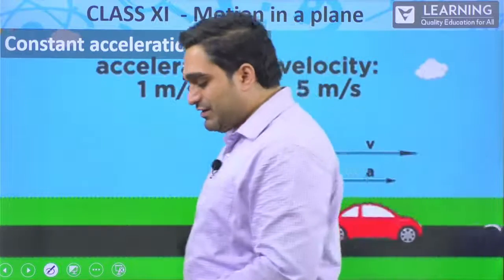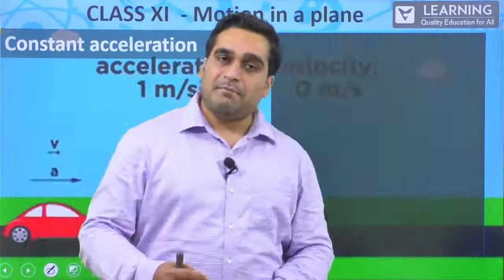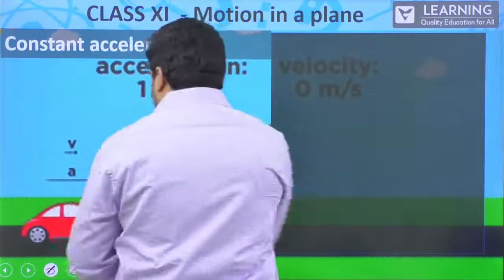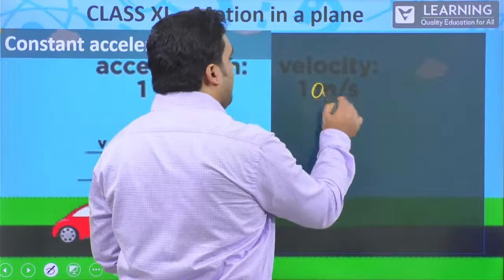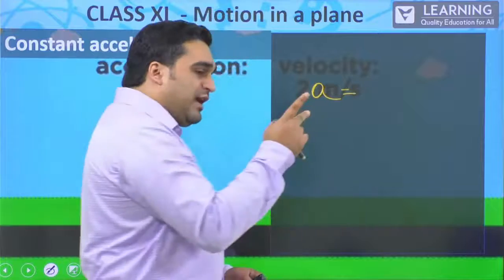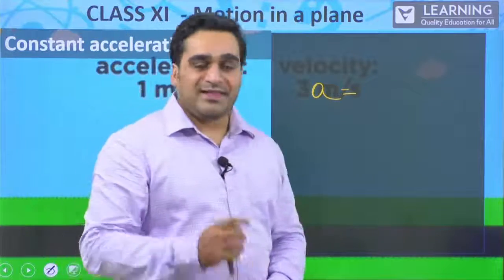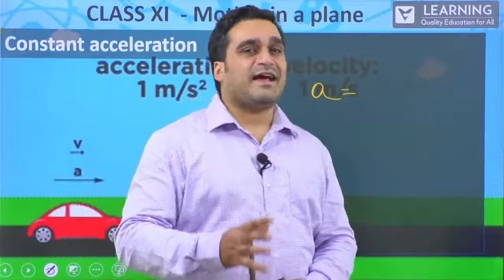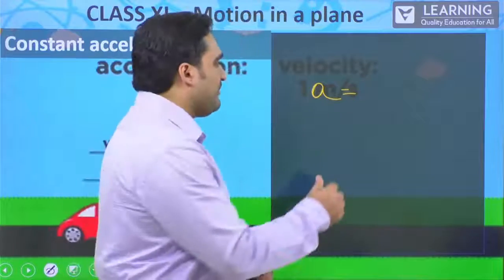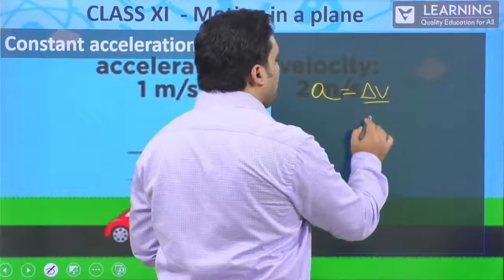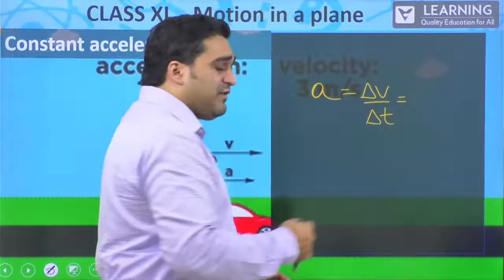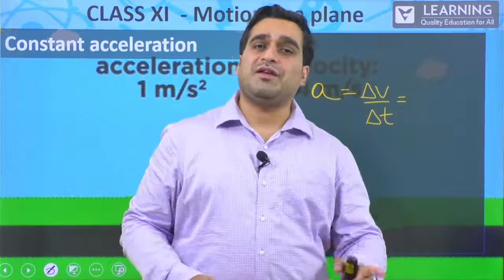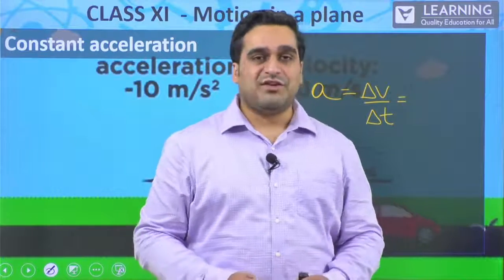This constant acceleration can be determined by using acceleration a, which is equal to the rate of change in velocity, and that is what we had learnt in chapter 1 as well. Chapter 1 meaning motion in a straight line. There we discussed under acceleration that it is defined as the rate of change in velocity, which is given by delta v by delta t. This delta v can be expressed as the difference between the final velocity and the initial velocity.